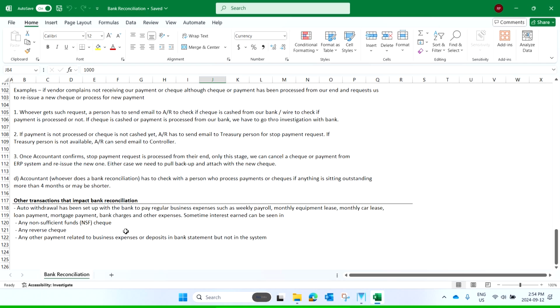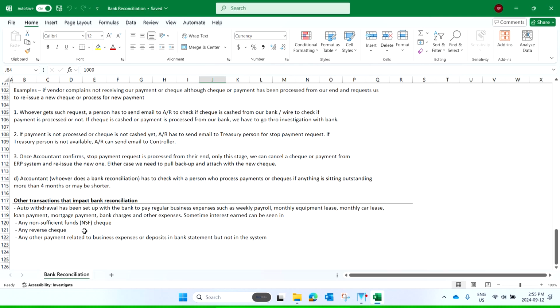So other transactions that impact the bank reconciliation, maybe like some of the auto withdrawals that will come directly from the bank. You need to post those to your GL account, like weekly payroll. If you do have a weekly or semi-monthly or monthly payroll, maybe you have an equipment lease, and that lease will withdraw the lease amount directly from your bank account. Maybe a monthly car lease, maybe a loan payment, right? That goes directly from your bank account. It's an auto withdrawal. You have given the permission to the bank that the vendor can withdraw from our bank account, like a form you have signed.